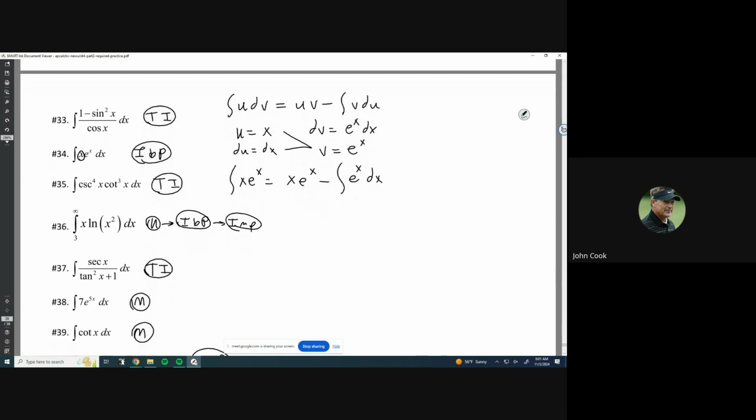And this is a really easy antiderivative, just e to the x. So this becomes x e to the x, and then minus e to the x, and then plus my constant. And that's it for this one.